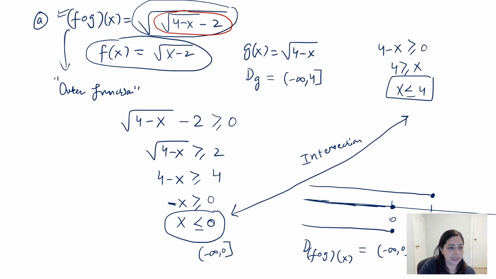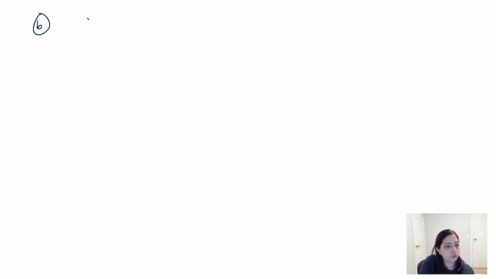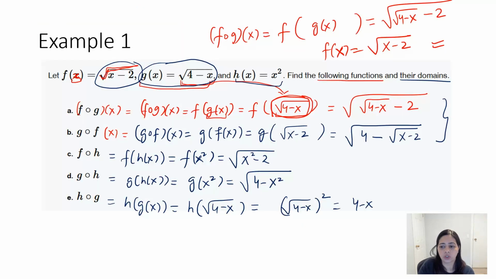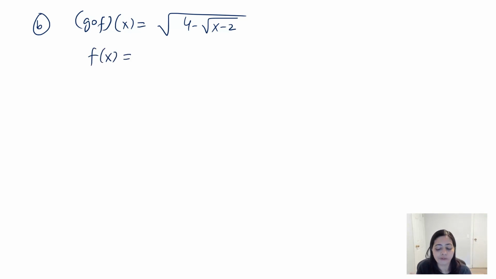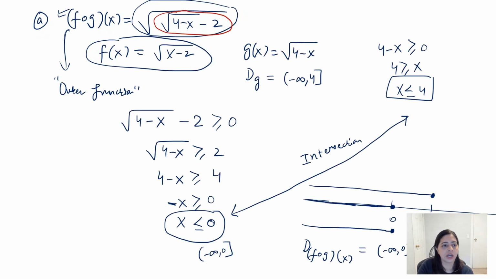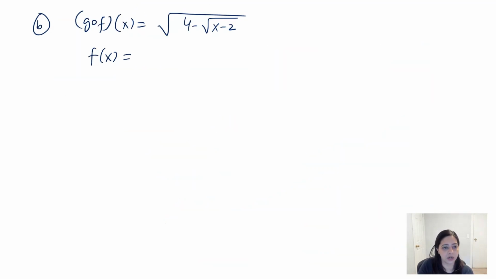So let's do one more example from that list, g of f(x). This function was square root of 4 minus square root of x minus 2. Now this time the inner function is f(x), so we have to find the domain of the inner function. Now f(x) is square root of x minus 2.